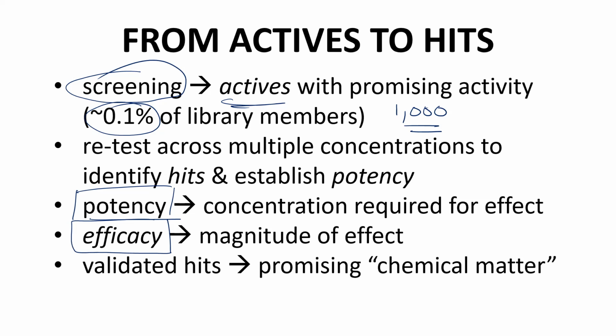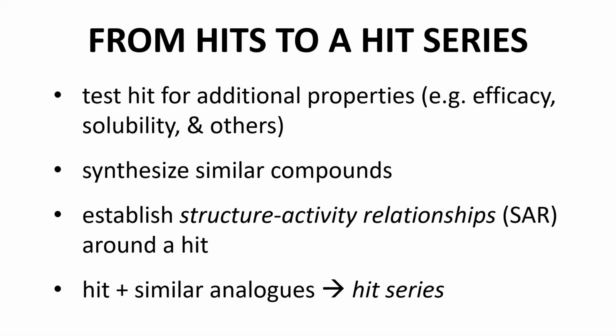Actives with confirmed potency and binding on the target are named confirmed hits or validated hits. Validated hits are promising chemical matter for drug discovery. At this stage, the validated hits will be subjected to further testing in additional assays, assays that further validate efficacy and other properties like solubility, which is important for the use of the compounds in future in vivo studies.